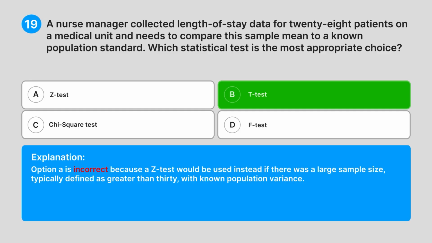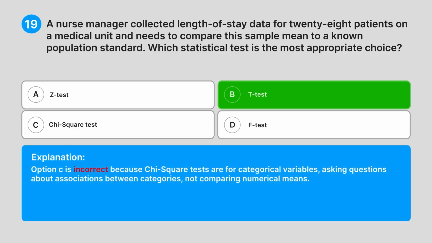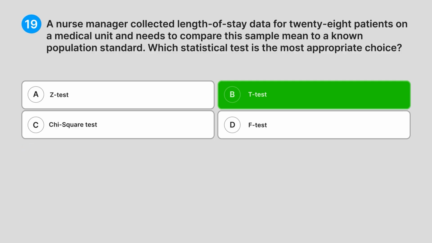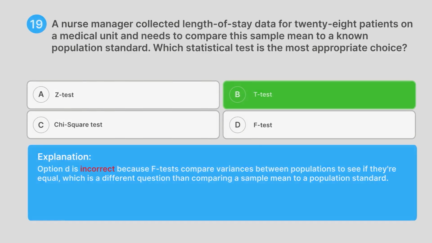Option A is incorrect because a z-test would be used instead if there was a large sample size, typically defined as greater than 30, with known population variance. Option C is incorrect because chi-square tests are for categorical variables, asking questions about associations between categories, not comparing numerical means. Option D is incorrect because F-tests compare variances between populations to see if they're equal, which is a different question than comparing a sample mean to a population standard.